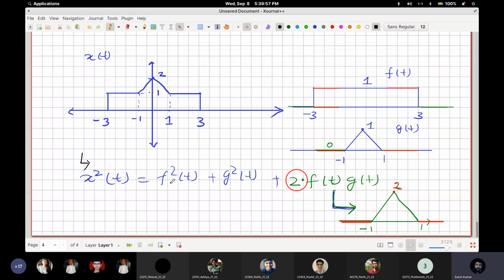Yes, sir. Okay, so computing energy of X square T is basically computing energy of FT, computing energy of GT, and finding out this area. So what is going to be FT energy? How much will it be? This is basically A square T, that is 1 square times 6 divided by 1. So this is going to be 6. What is GT? This is A square T divided by 3, isn't it? So 1 square into 2, right? And divided by 3. So this will be equal to 2 by 3.